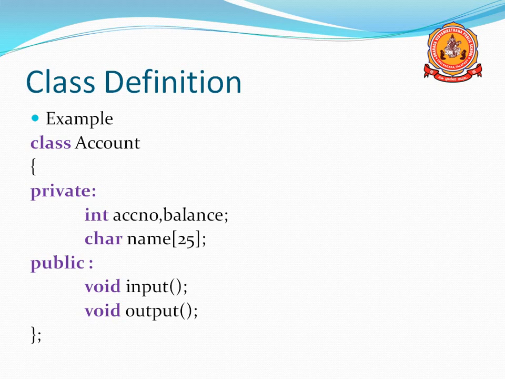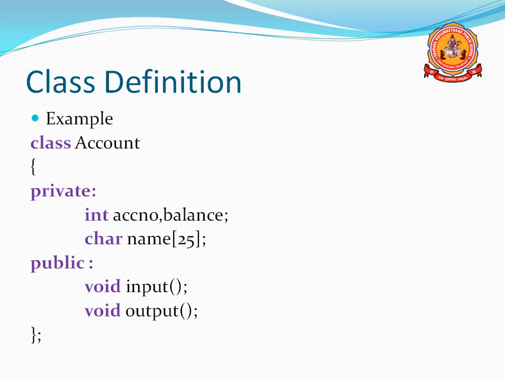And I used here two access specifiers: one is private, one more is public. Remember, after an access specifier a colon is required, not a semicolon. Inside the private, I declare the data members, meaning variables. All the variables required in our program, that I declared: int ACCNO, meaning account number, comma, next one is balance amount, for that I use balance, and one more I used, character name of 25 array, or you can use char name. Then next one is the public.